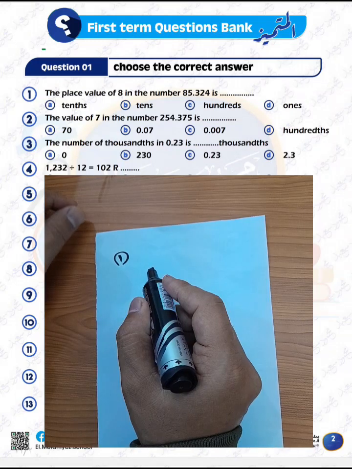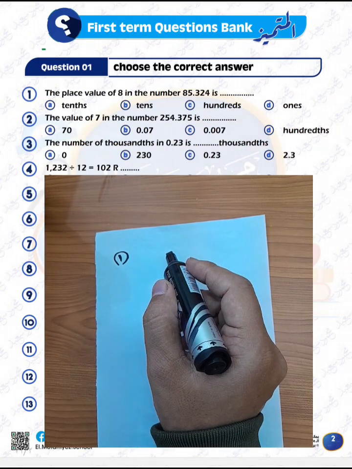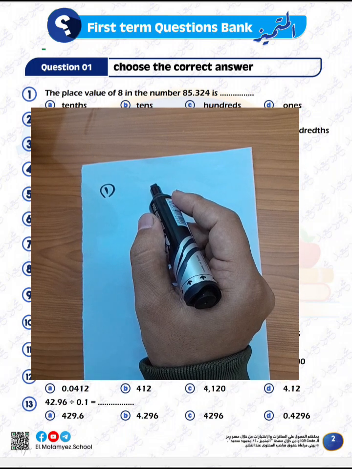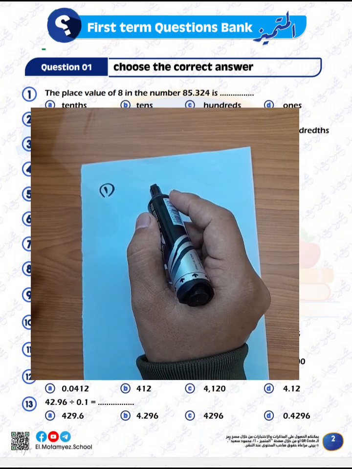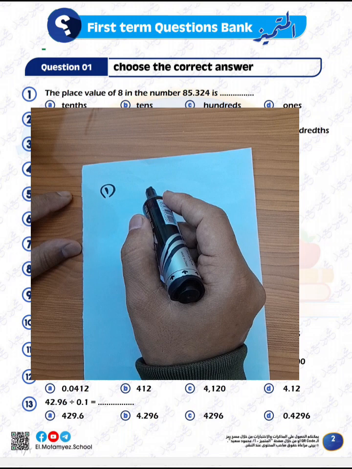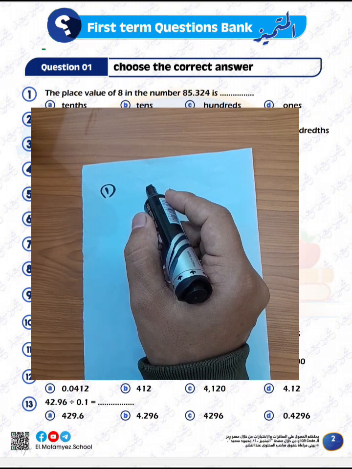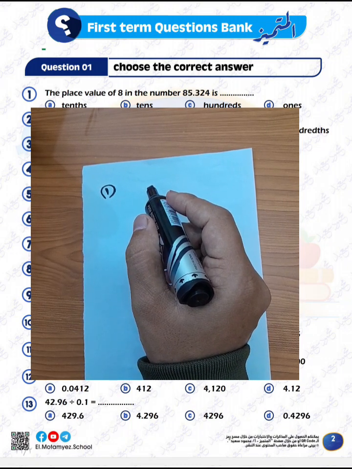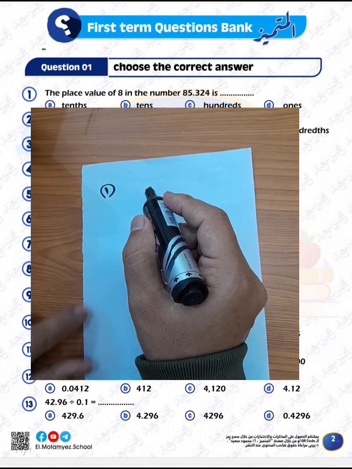Question number 1. The place value of 8 in the number 85,324,000 is what? He asked about the place value of digit 8. 8 here lies in the tens of millions. Okay, then we must write here tens of millions for question number 1.